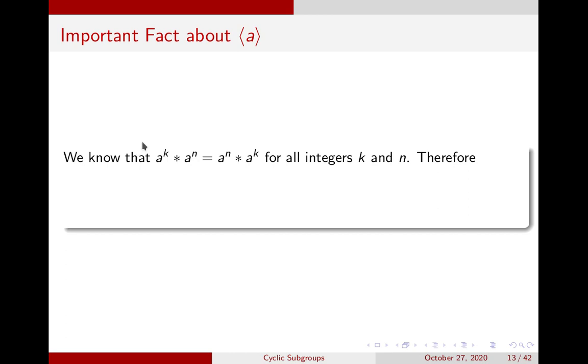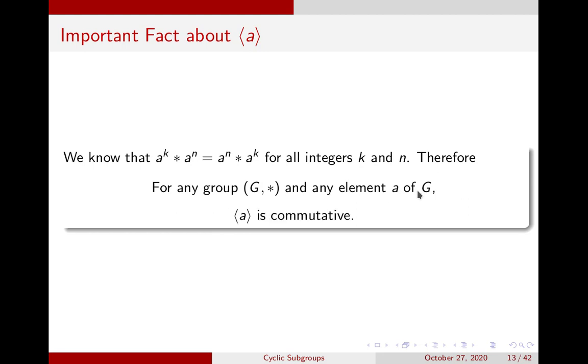Here is one fact to keep in mind about this cyclic subgroup generated by little a. We argued earlier that powers of a commute, right? a to the k times a to the n will always be a to the n times a to the k, no matter what integers k and n you use. And therefore, if you take any group G, whether or not G is commutative, and any element a of G, the cyclic subgroup generated by a will be commutative.